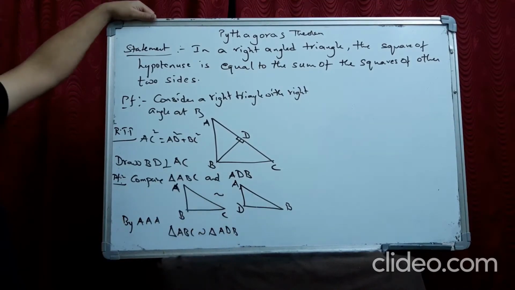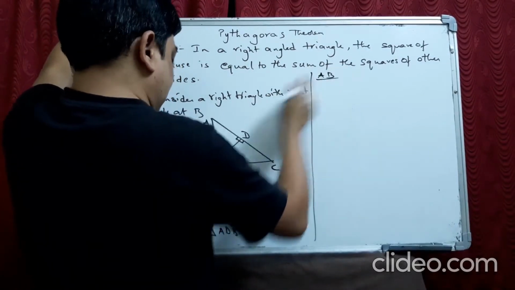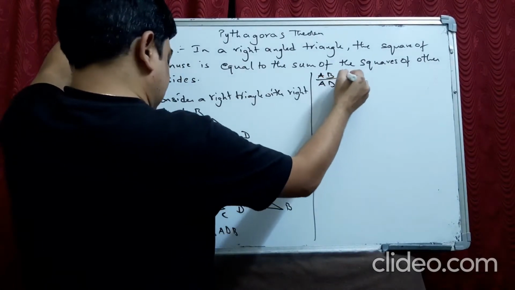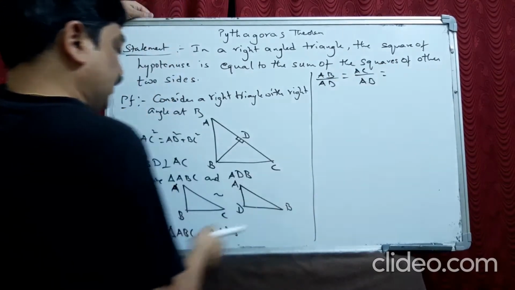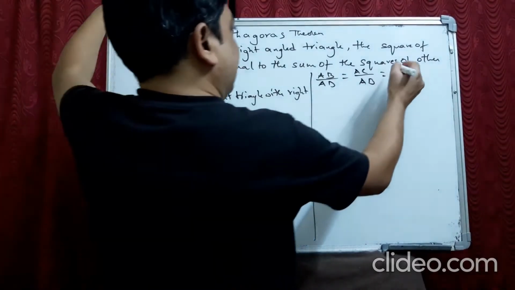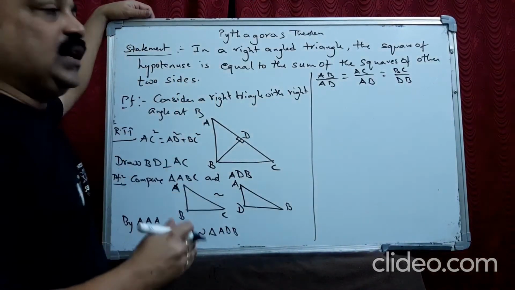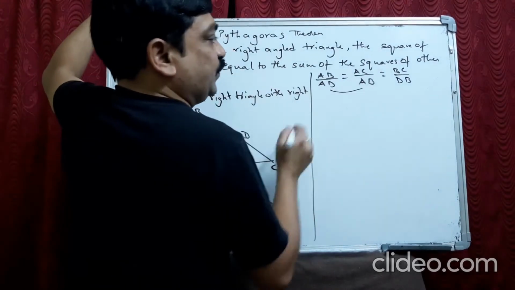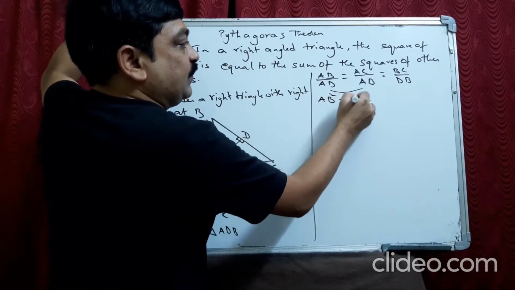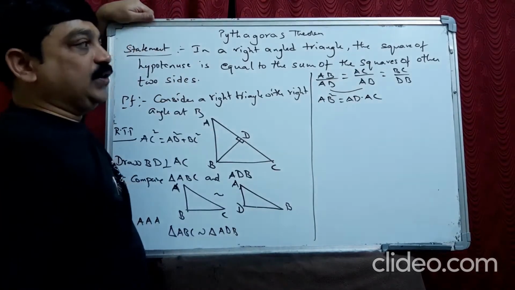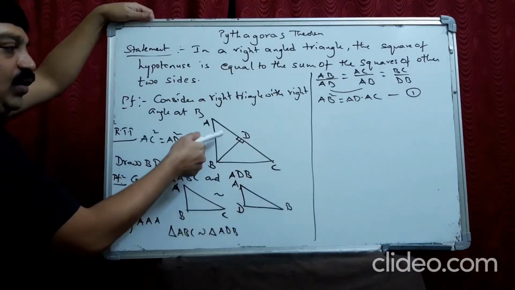When triangles are similar, you can compare the ratios. So AB by AD is equal to AC by AB is equal to BC by DB. So all three are equal. Among the three, I take only two. When you take cross multiplication, AB square becomes AD into AC. Keep it as 1. So the big triangle and one of the smaller triangles are compared.